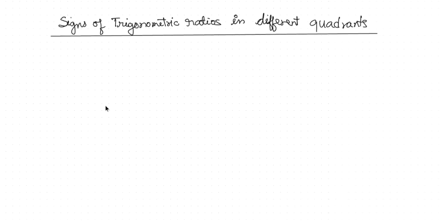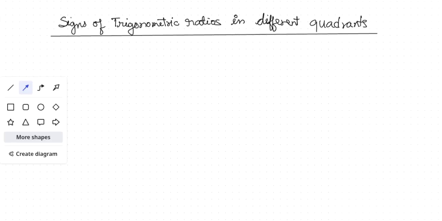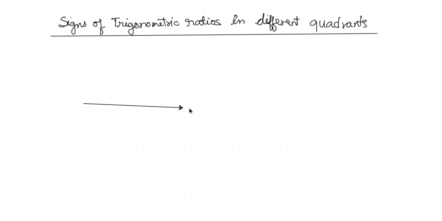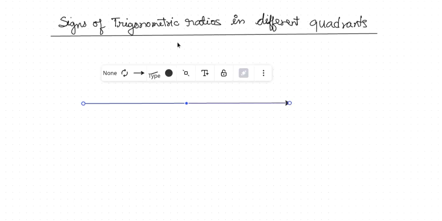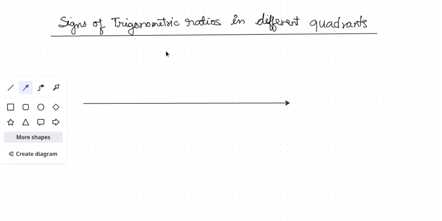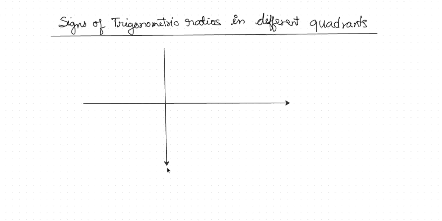Hello everyone, in this video we are going to talk about the signs of trigonometric ratios in different quadrants. So let us first of all draw the x and y axis. So let us say that this is the x axis and the y axis right here.